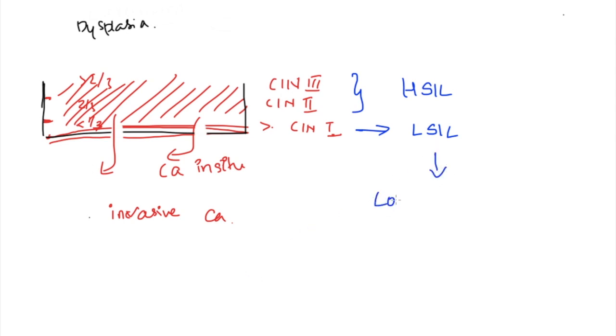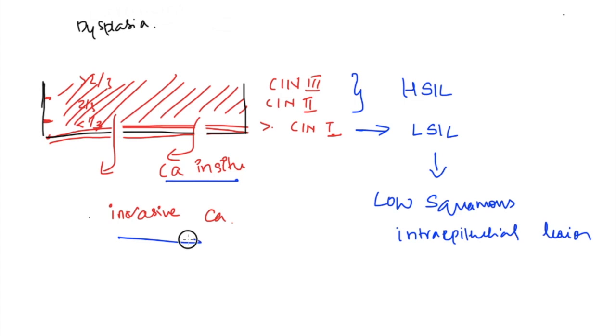Okay, let's just write it here. L for low, S is squamous, intraepithelial lesion. Okay, as you see, it is within the epithelium. It's not breached, it's not spreading, nothing. Okay, HSIL is high squamous intraepithelial lesion. Okay, and carcinoma in situ is called as it is. Invasive carcinoma is called as it is.